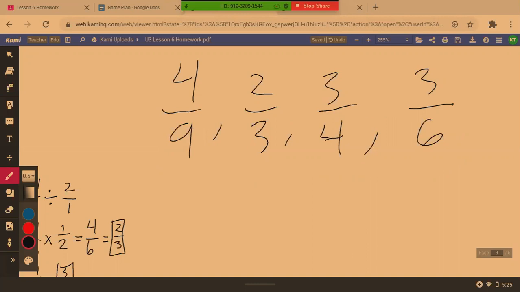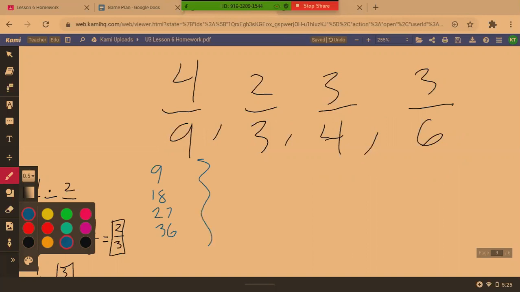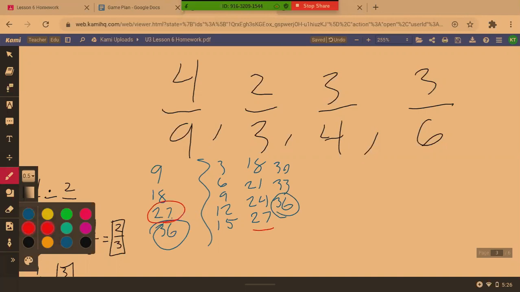I think it would be easiest if I list off the products of 9. So 9, 18, 27, 36. Okay. Now let's do 3. 3, 6, 9, 12, 15, 18, 21, 24, 27, 30, 33, 36. Okay, we got one. We got a matching. We also have another matching, 27.